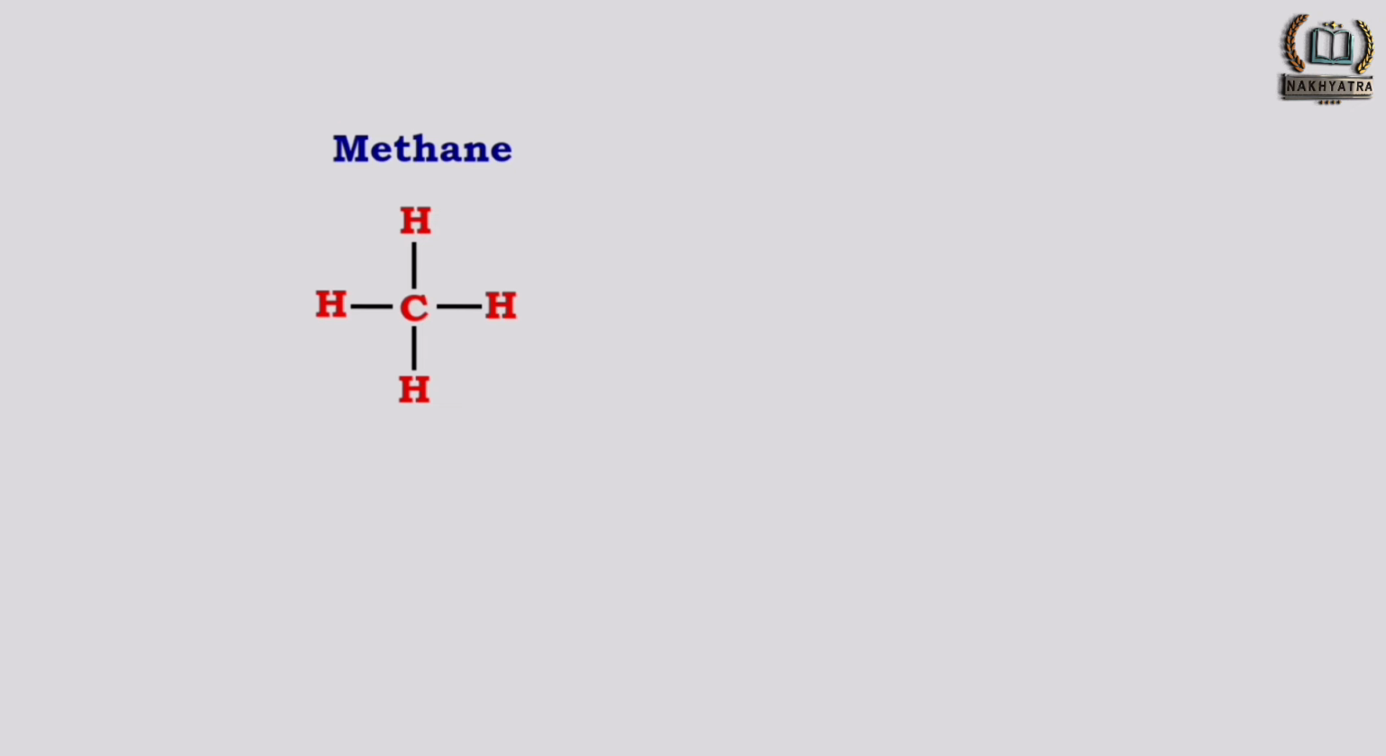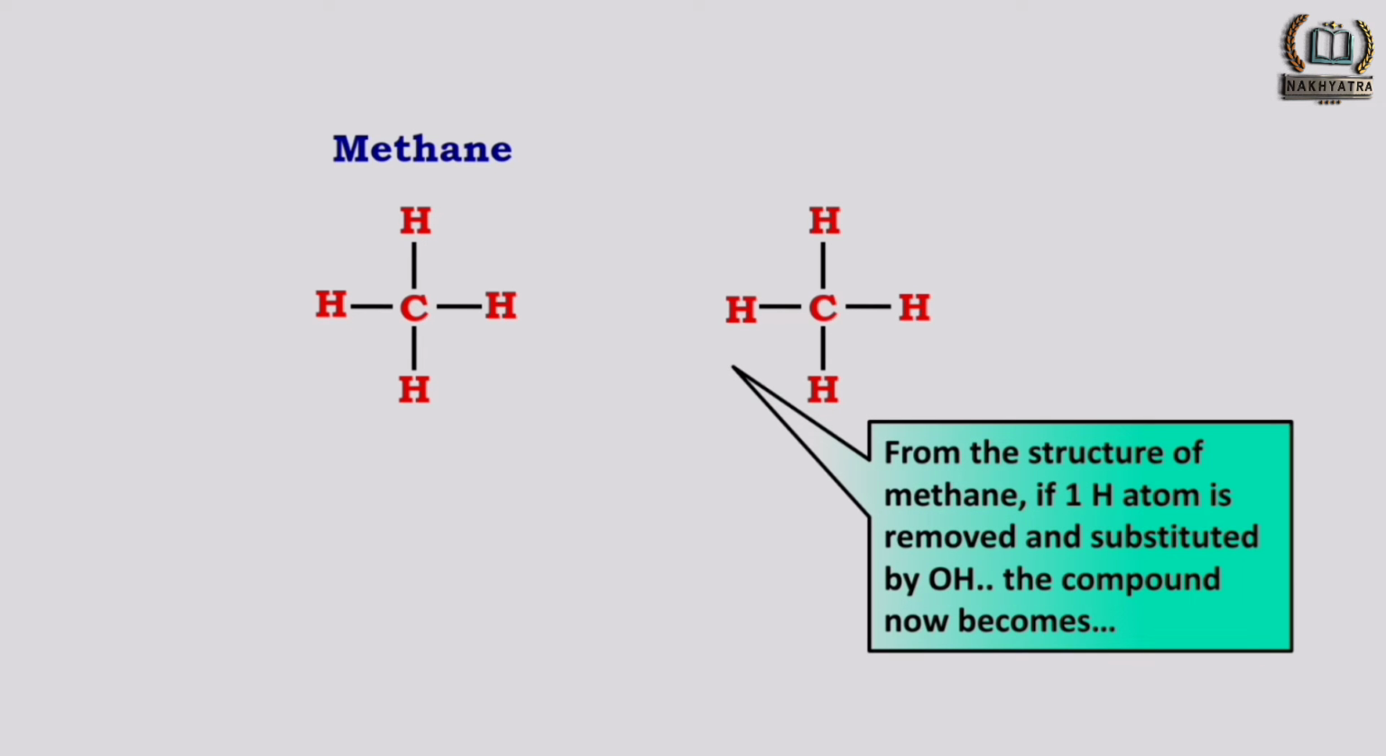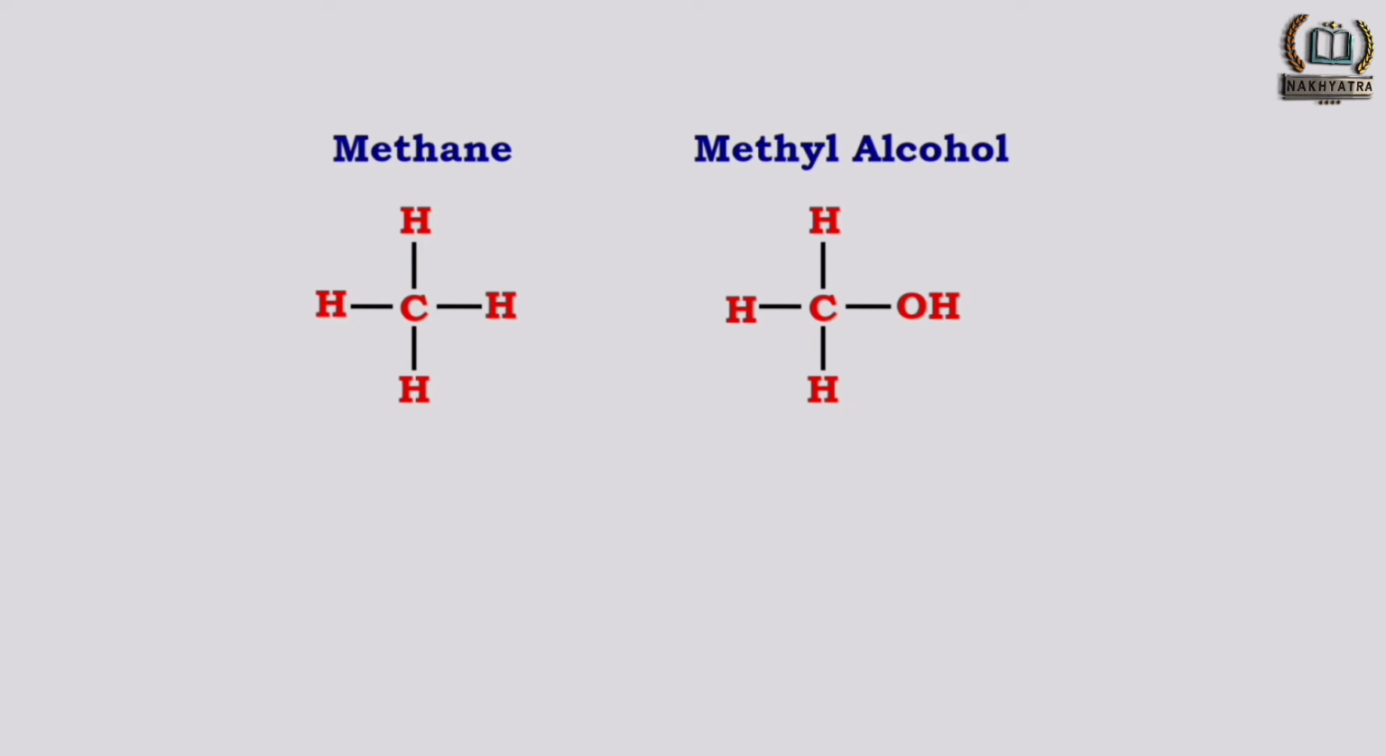First is methane. This is the structure for methane. From the structure of methane, if one hydrogen atom is removed and substituted by OH, name the compound now. It will become methyl alcohol. So this hydrogen atom is substituted by the OH group. The OH group is your alcohol group, so it is your methyl alcohol. Methyl is coming from this portion.